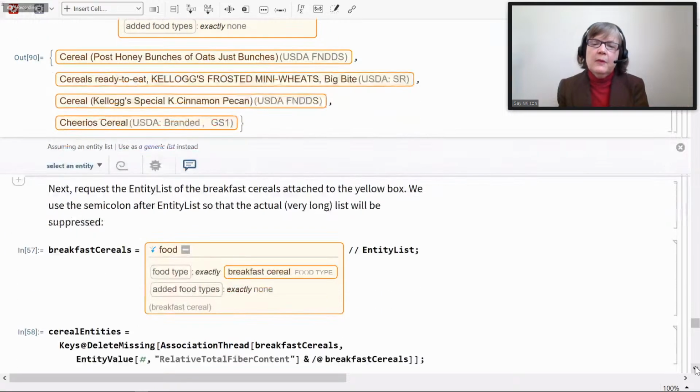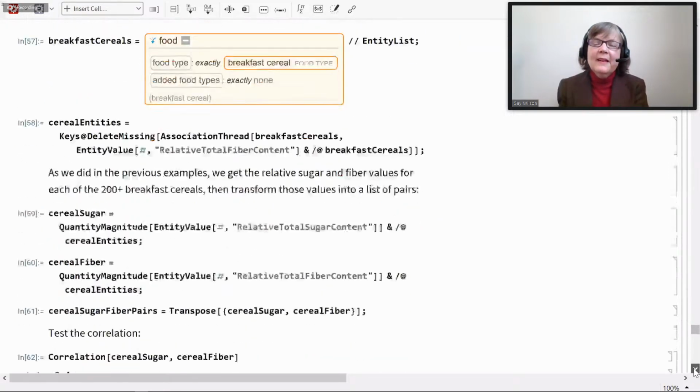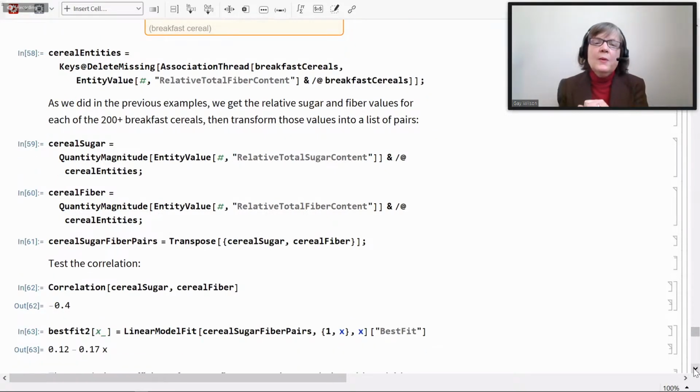Next, I'm not going to make you wait on this because it's pulling all the data. This is our property, relative total fiber, for all those 232 breakfast cereals. So I went ahead and pulled that. I put a semicolon so you wouldn't have to look at that list of all 232. But when you download the notebook, feel free to run that again and look at everything that's behind that.